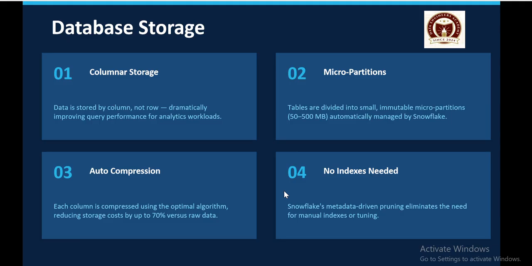And automatic compression: each column is compressed using the best algorithm for its data type. This reduces storage cost significantly, sometimes by up to 70%. And no index needed: in traditional databases, DBAs spend hours creating and tuning indexes. In Snowflake, micro partition metadata does the job automatically.